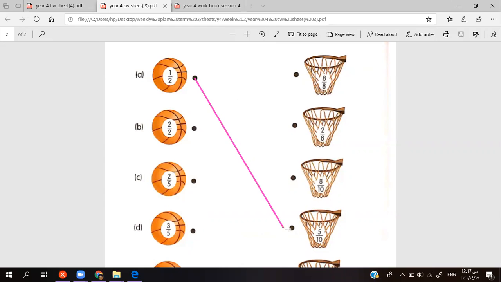If I match this one with this, 1. What about the 2 over 2? 2 over 2 means 1. So I should look for something like it. 8 over 8 is also 1. If I have 8 apples and I divide them among 8 people, each one is going to take 1. It's a whole one.